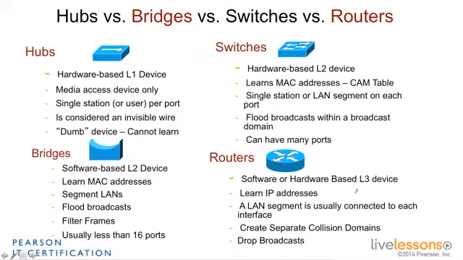A router, on the other hand, can create both separate collision domains and broadcast domains. Routers learn IP addresses, they help us connect different networks, and in some cases can actually help us route between different protocols and different media types. So switches and routers are very important pieces of the network.